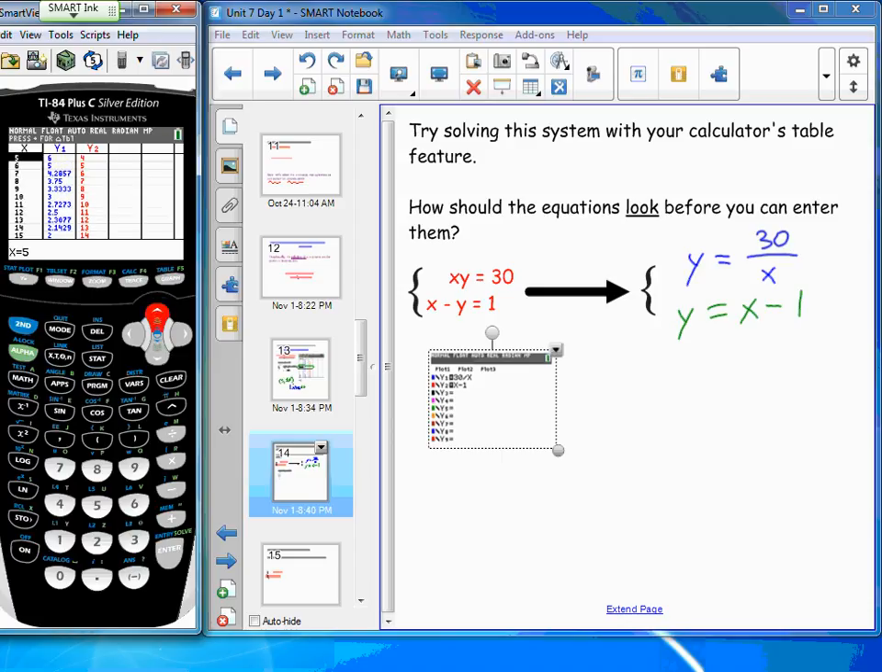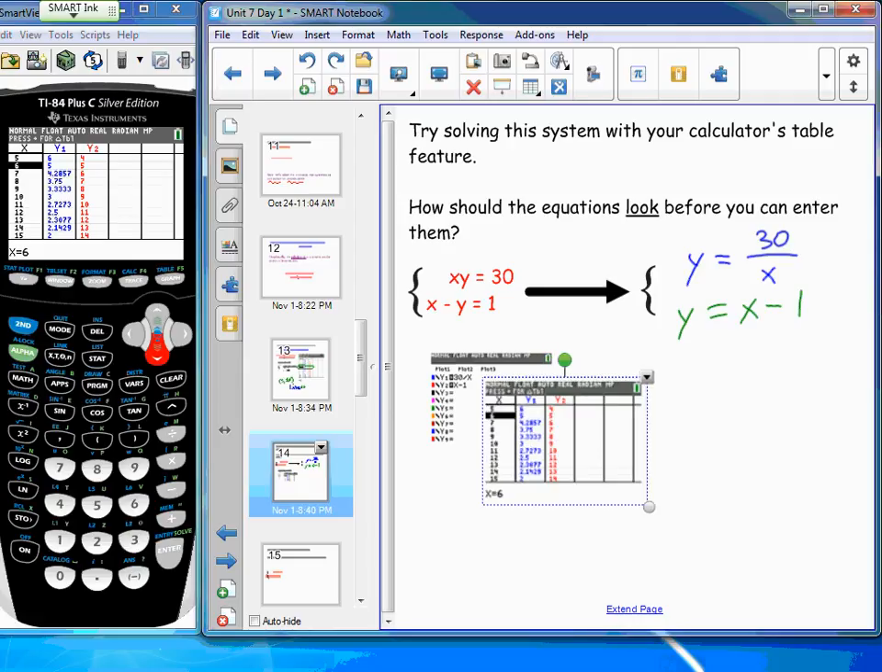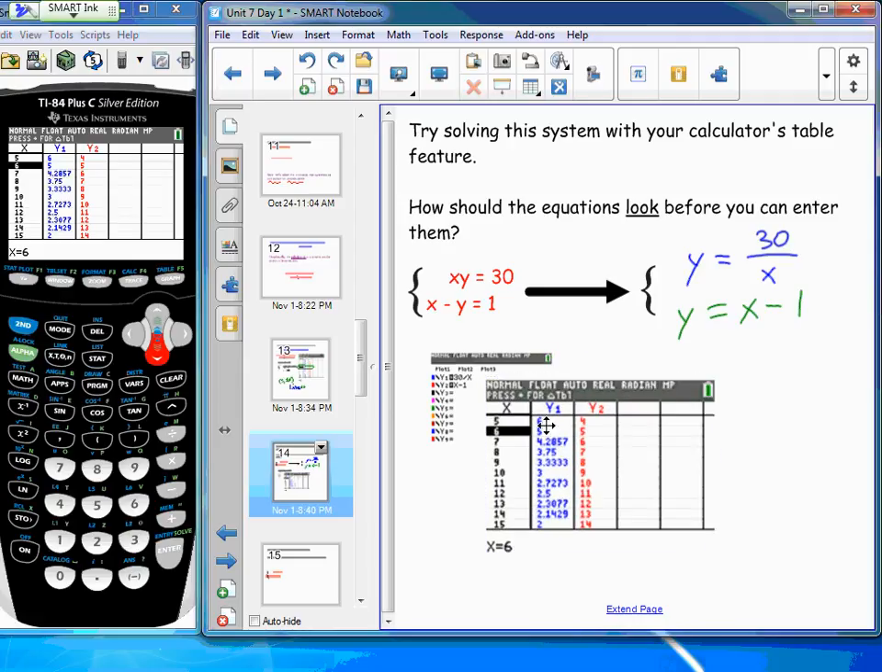Oh! Winner, winner, chicken dinner. Did you guys see it? I found one. All right, what's one solution to my system of equations? Evan? 6, 5. 6, 5. Excellent. 6, 5 is one solution to my system, and I would still write that as an ordered pair, (6, 5).